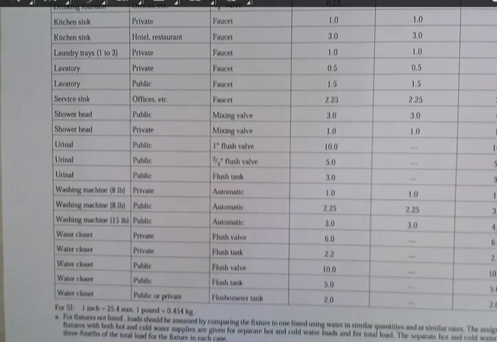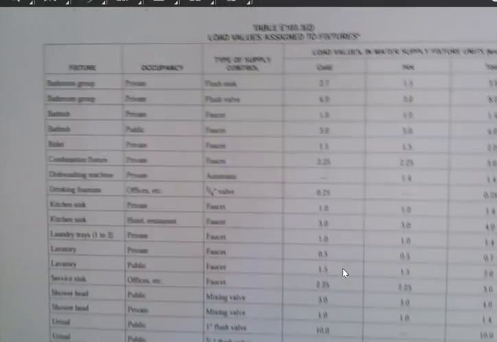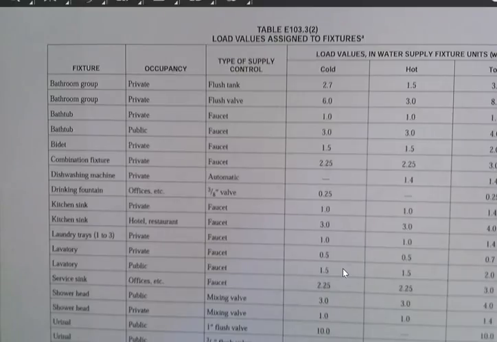So looking at this chart, we find water closets. Down at the bottom we have private, private, public, public, public or private, and we are going to use the flush valve, and the cold water fixture units are 10 for this. And just go to the top so you can see what we have. We have 10 water supply fixture units.